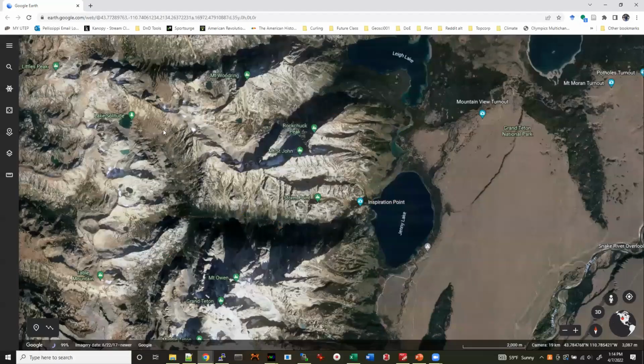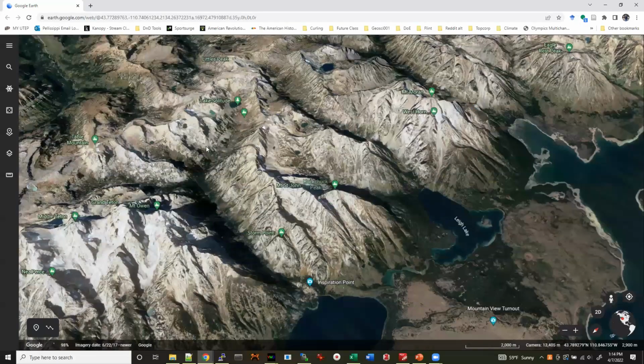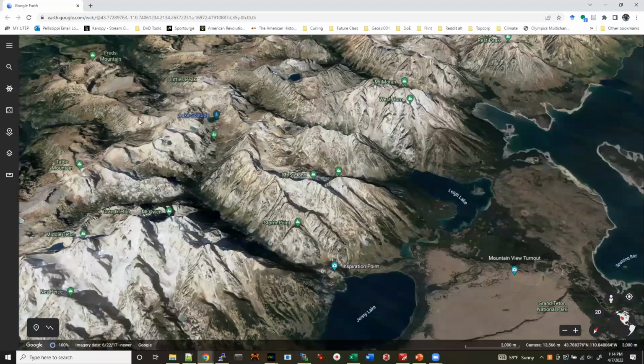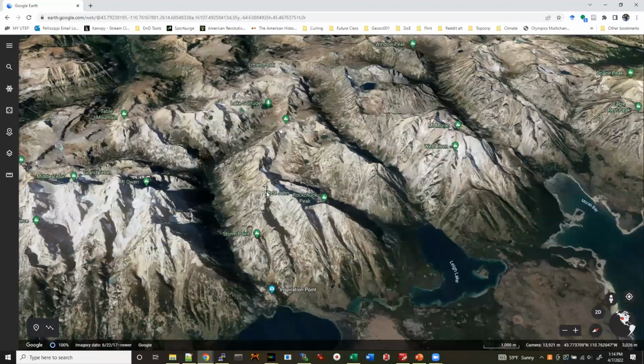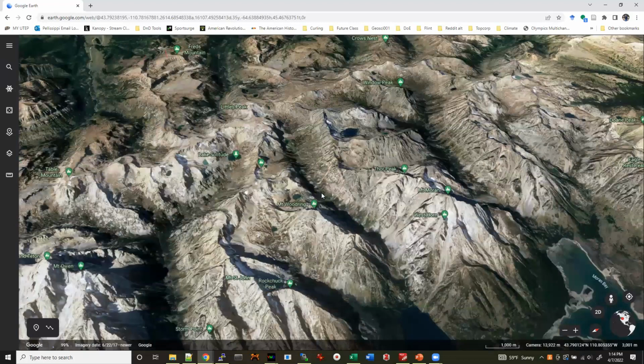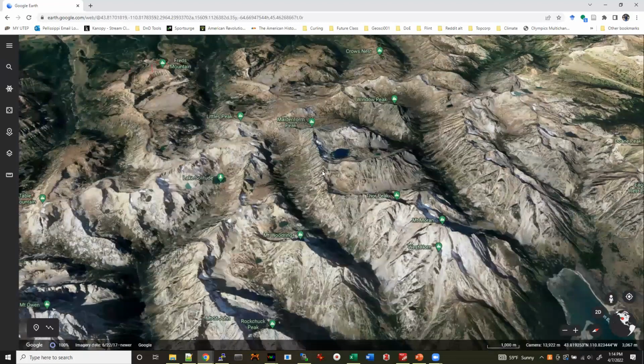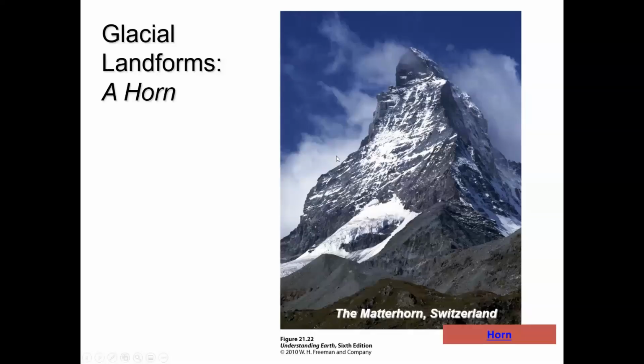Once again, here we are back in the Tetons. And the very jagged sets of peaks here that separate all of these glacial valleys from one another, very jagged peaks, all of those would be called arêtes. Not easy to hike up or hike across. Horns are where all of those arêtes meet up.